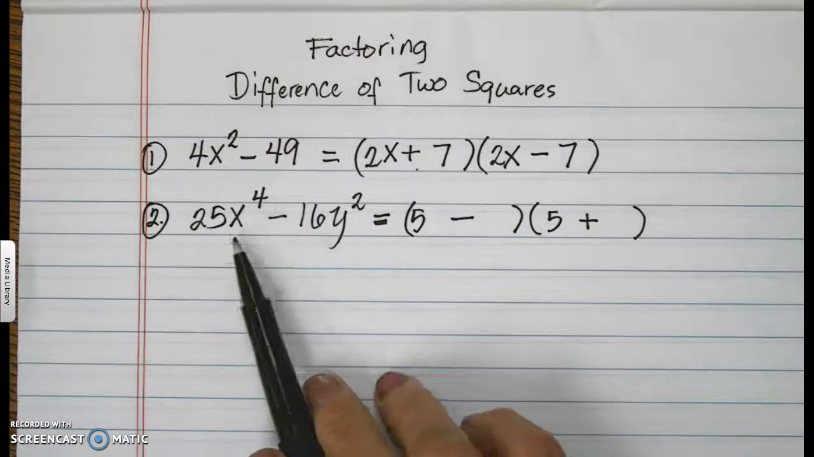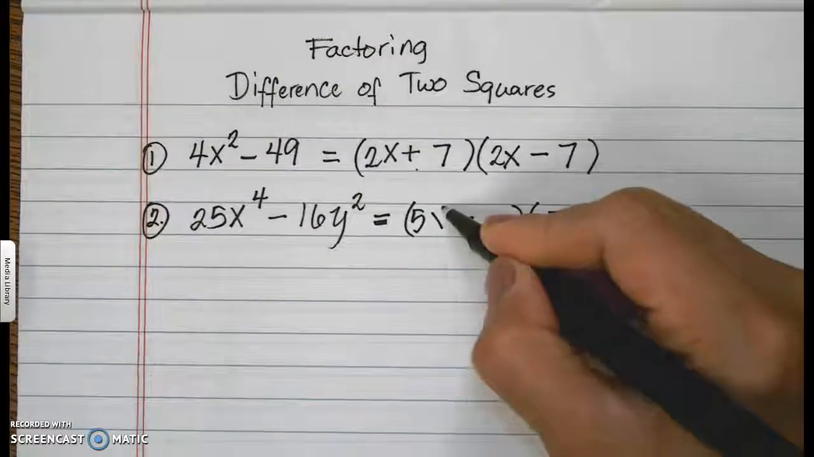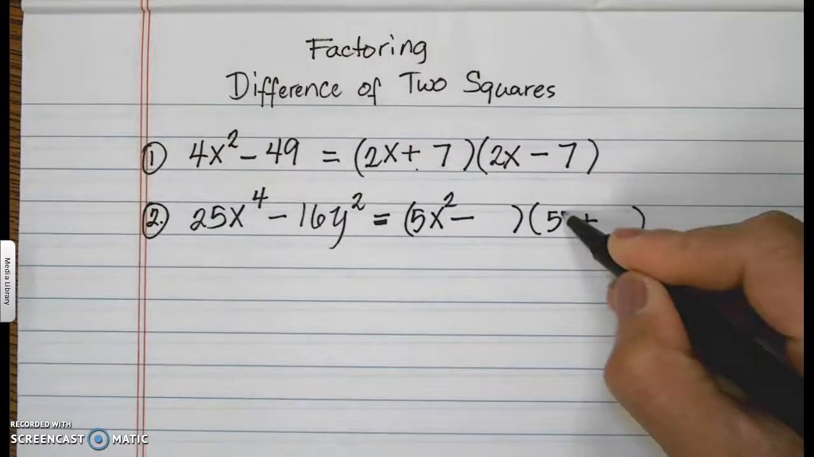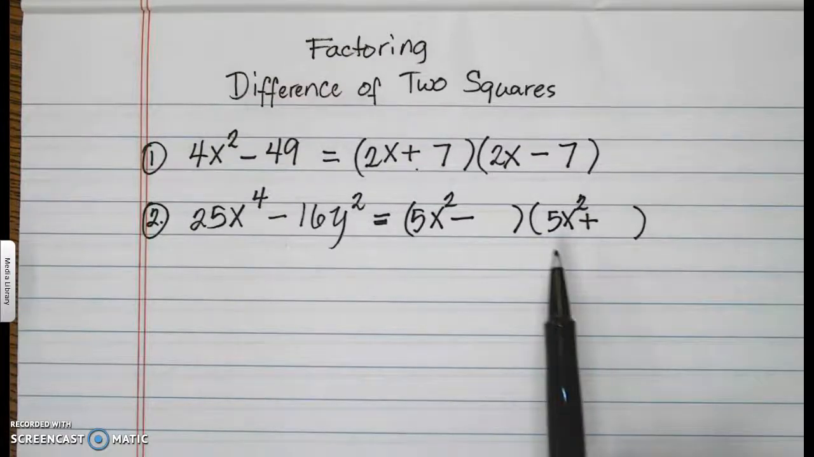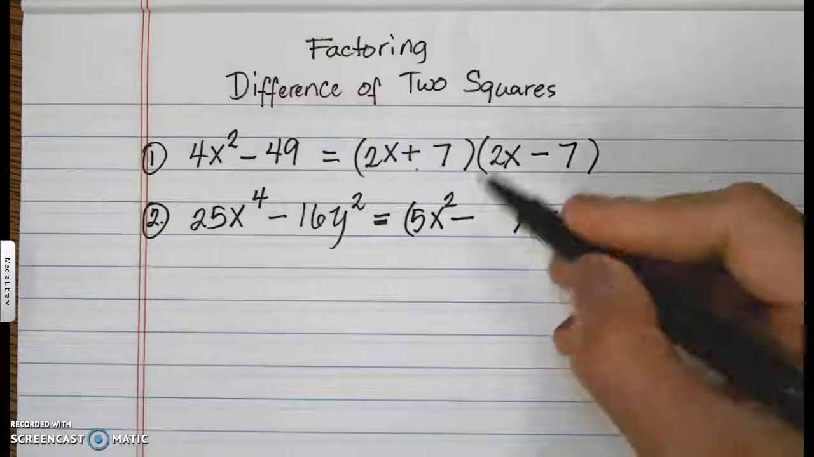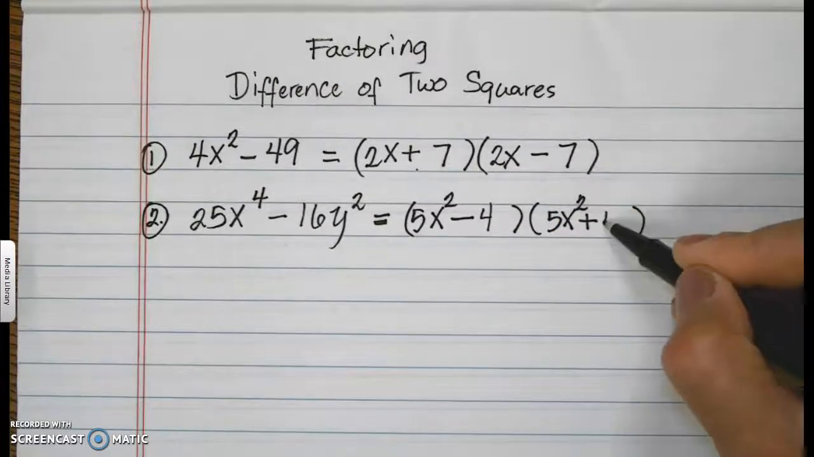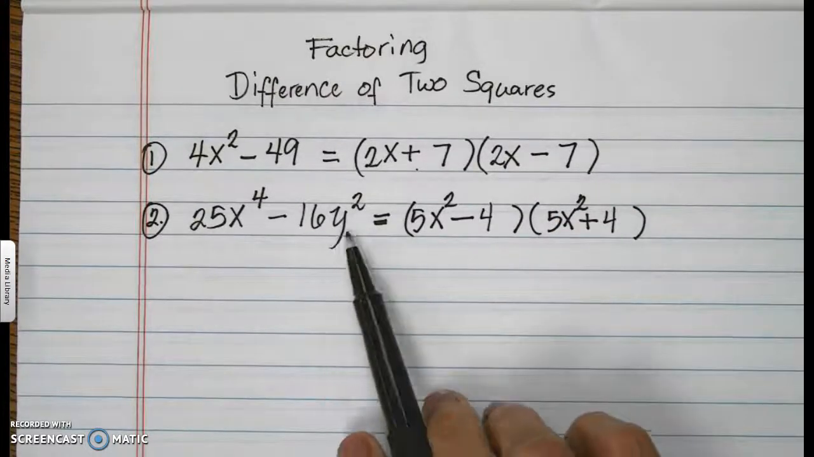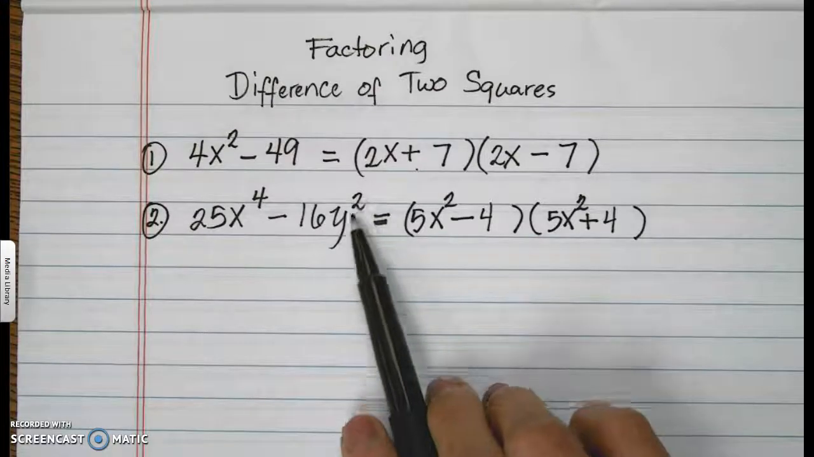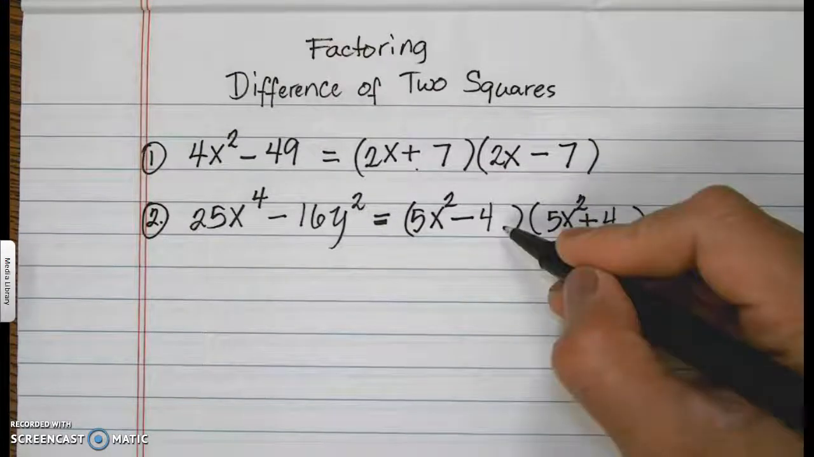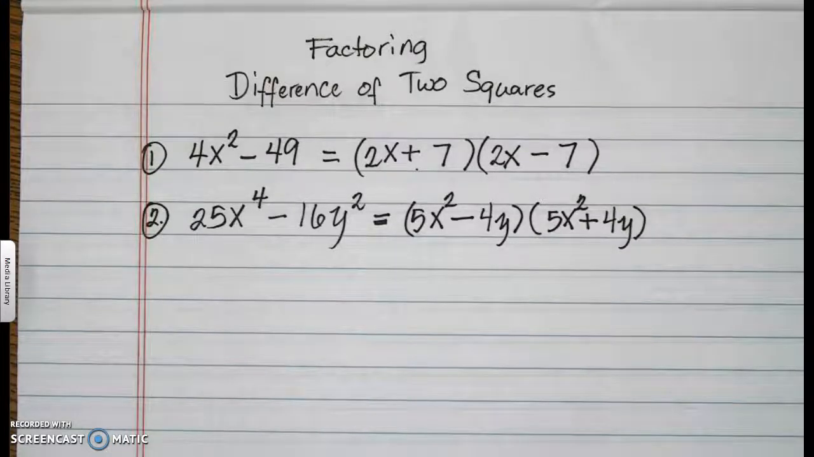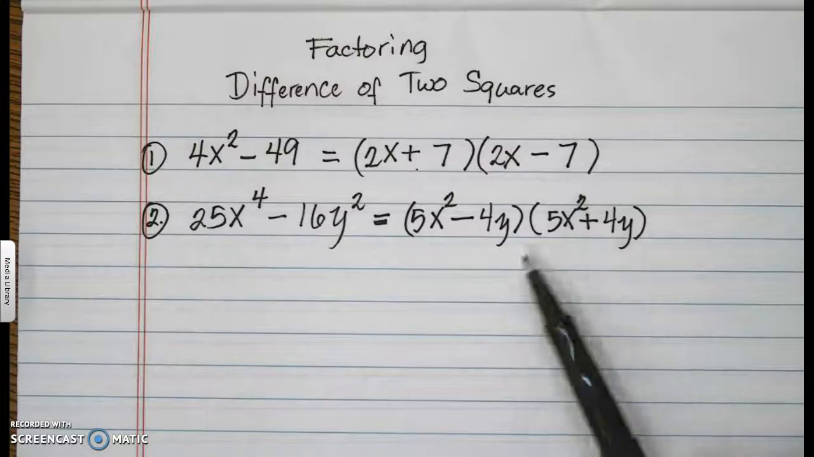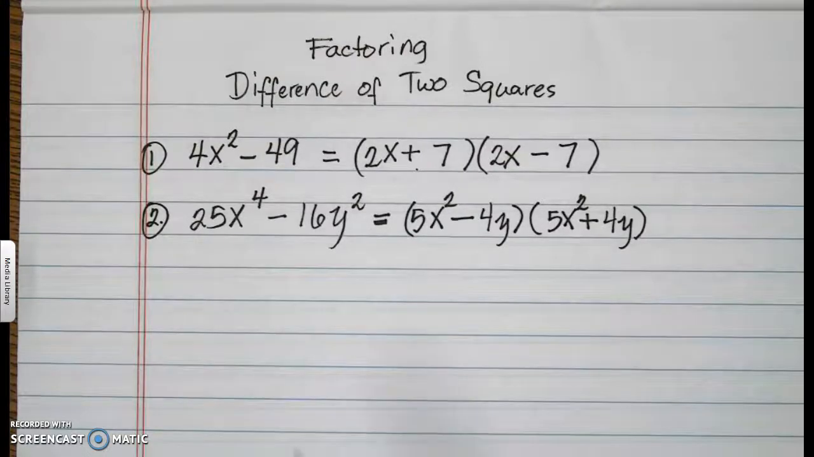The square root of x to the fourth is x squared. You'll just have to divide the exponent by 2. That's the rule for the variable. And 16 has a square root of 4. And x to the second power divided by 2, the 2 divided by 2 will be a 1, so you'll just split it in half. Therefore, these are the factors of 25x to the fourth minus 16x squared.